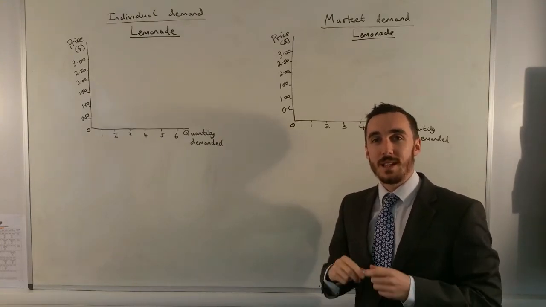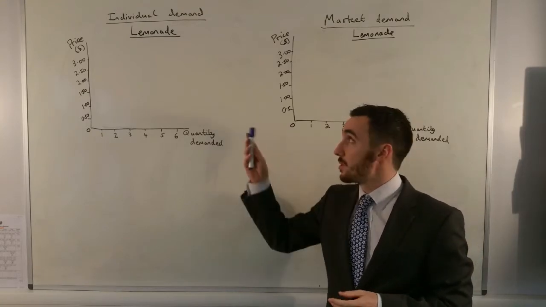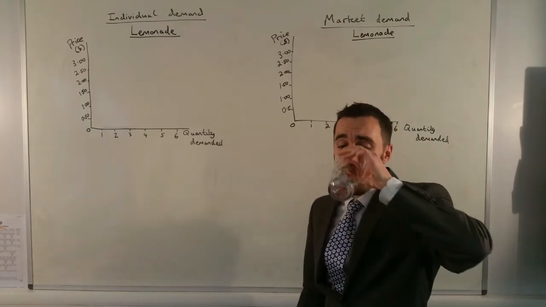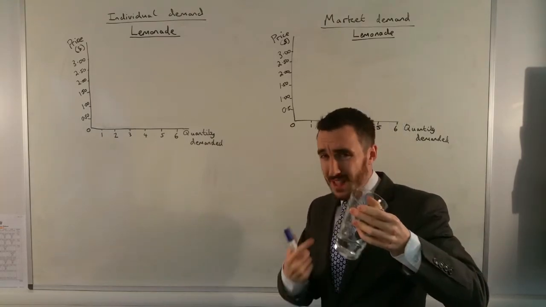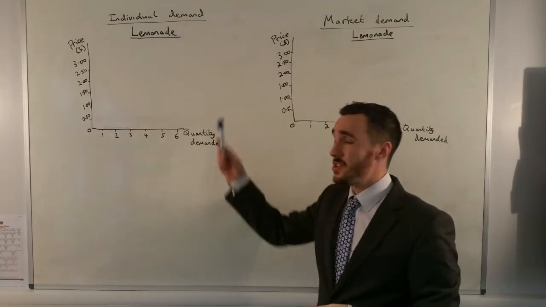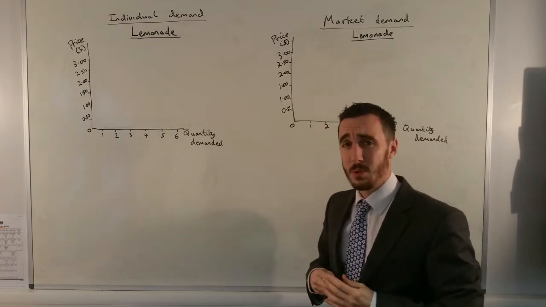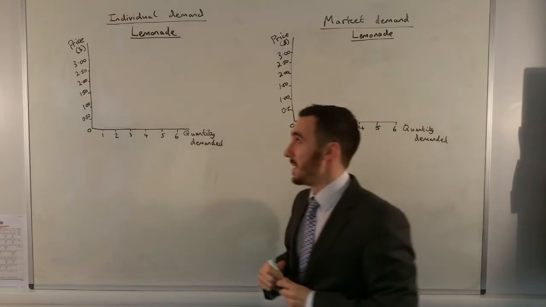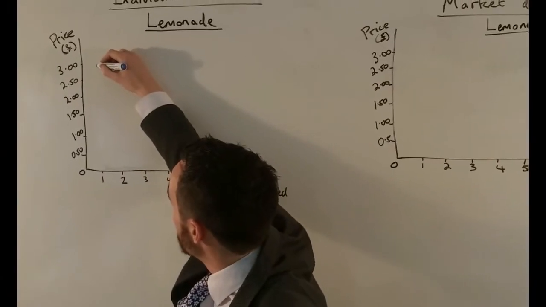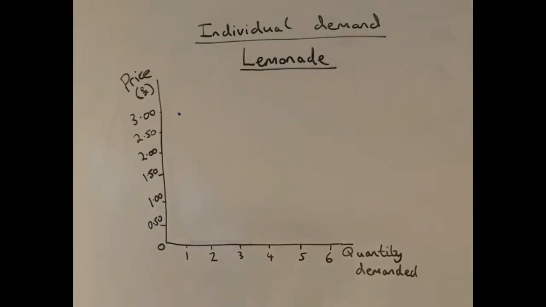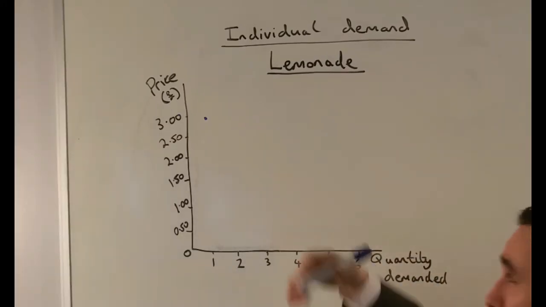I'm going to use the example of lemonade in order to see what my individual demand for lemonade is. I quite like lemonade. This is a particularly good glass of lemonade, and I'm going to see what demand I have at each different price level. So, for example, if lemonade was £3, I might only want one glass of lemonade. So I might put a little dot there to show that I just want one glass of lemonade for £3. Now, what if that went down to £2.50? Well, I might want a little bit more lemonade. I might be able to afford a little bit more as well.